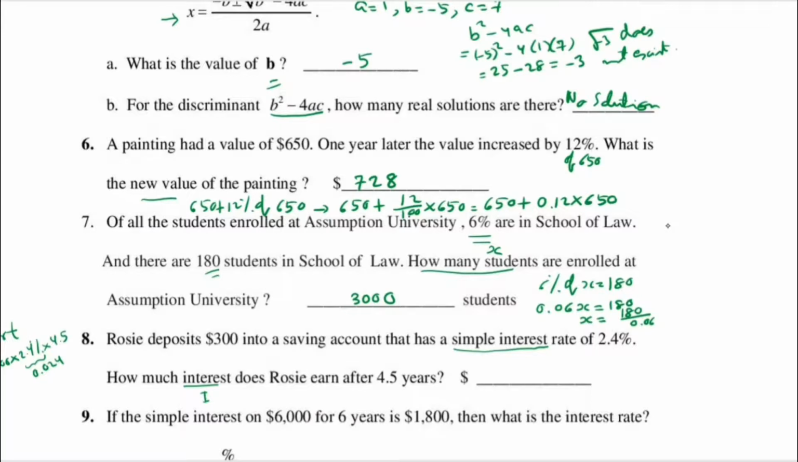use calculator. 300 times 0.024 times 4.5 years equal to 32.4 dollars. I got this, 32.4.